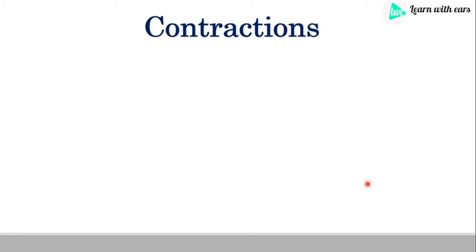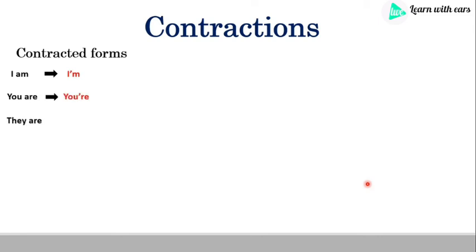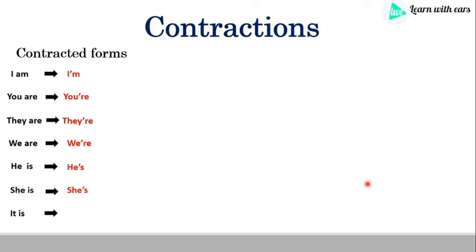Now let's see contractions. Contracted form of I am is I'm. You are, you're. They are, they're. We are, we're. He is, he's. She is, she's. And it is, it's. Now let's see some positive sentences in contracted form.